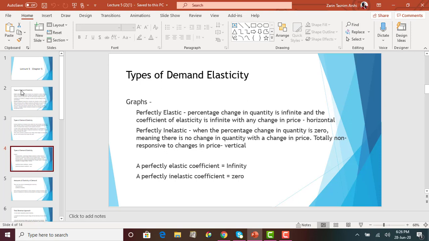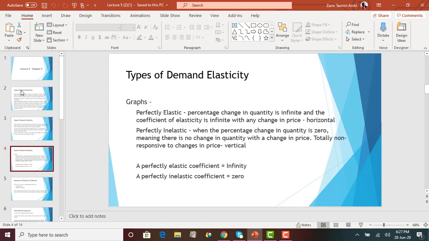Now there are extremes of elastic and inelastic, and that is known as perfectly elastic demand. That's basically when the percentage change in quantity demanded is infinite and the coefficient of elasticity is infinite in this case. And for perfectly inelastic, the percentage change in quantity demanded is zero. There is no change at all.